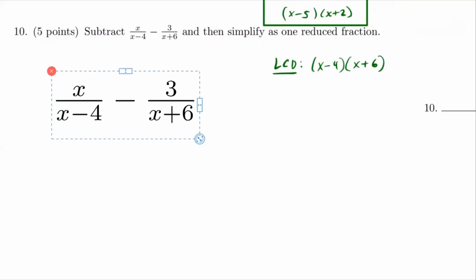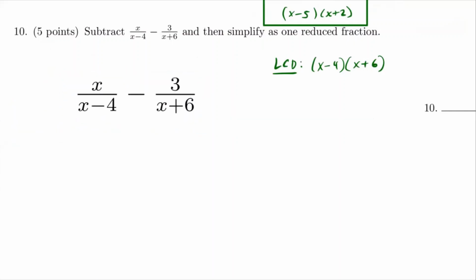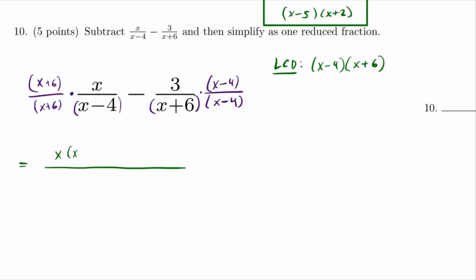So what you're going to do, you're going to take your fractions and multiply by what they're missing, top and bottom. So this one is missing x plus 6, so I multiply that top and bottom. And this one is missing x minus 4, so I multiply that top and bottom. And that will be equivalent to 1, so you don't really change the problem. And put parentheses around to protect your terms. And now we can go ahead and combine the numerators. So you got x times x plus 6 from this one right here, and this one minus all of that.